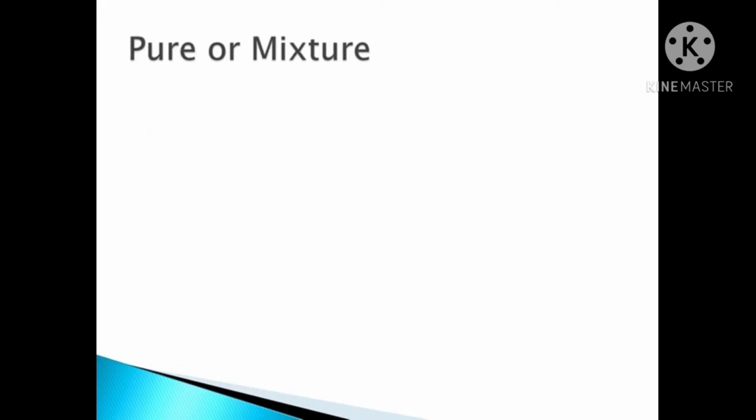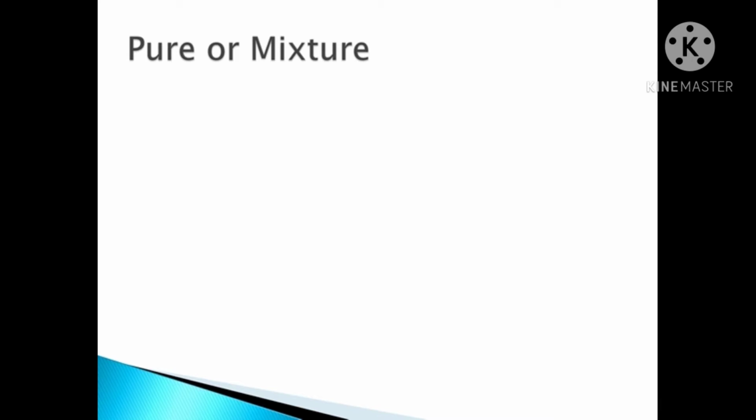If we take some solutions, for example pure water, salt water, sugar water, sand water, are they pure or a mixture? Look at these different liquids. Are they pure or mixtures? That depends upon the particles present in them. If you take sea water, it consists of different salt particles and different chemical particles.